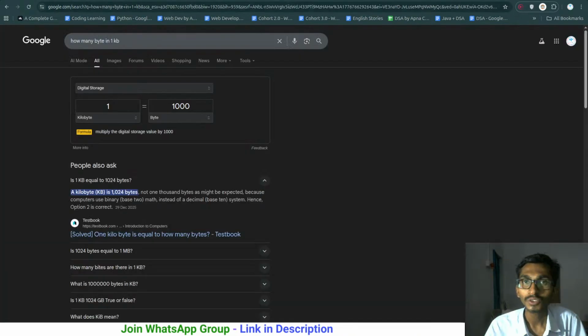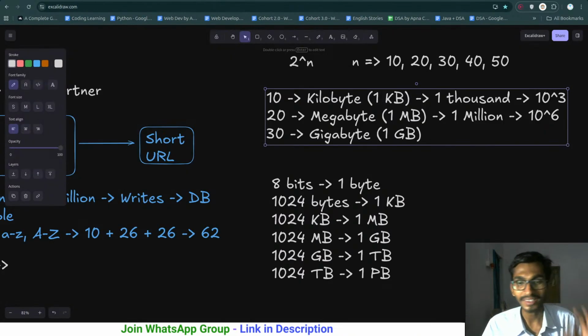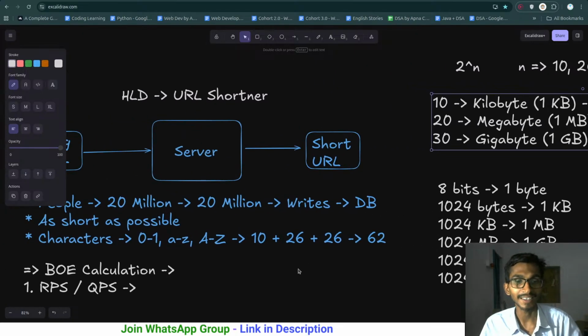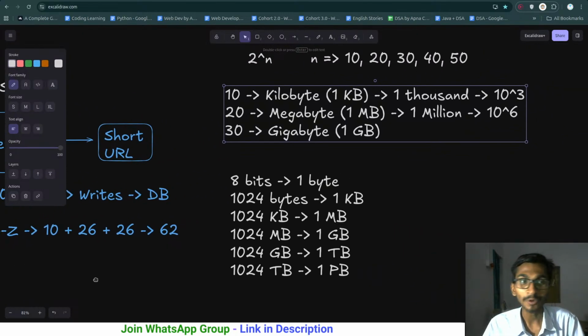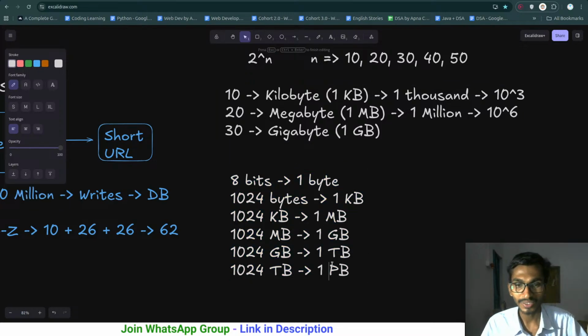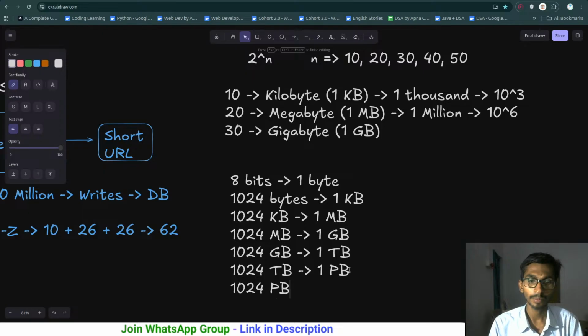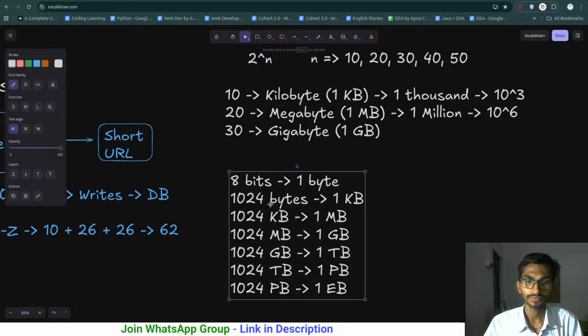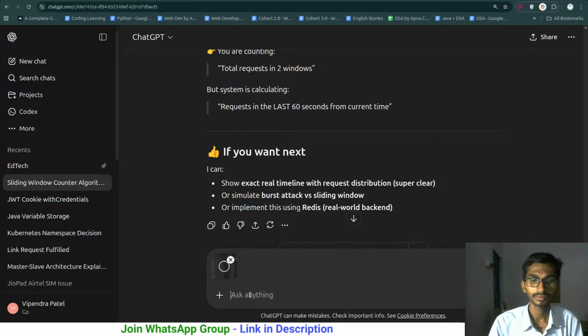Anyway, I never expected this. Seriously, my main goal was building this, but it turns out my foundation is not as strong as it should be. That is why we started discussing all these things. And then 1024 PB equals 1 EB, exabyte, if I'm not wrong. Let me give it to ChatGPT. Is this right?